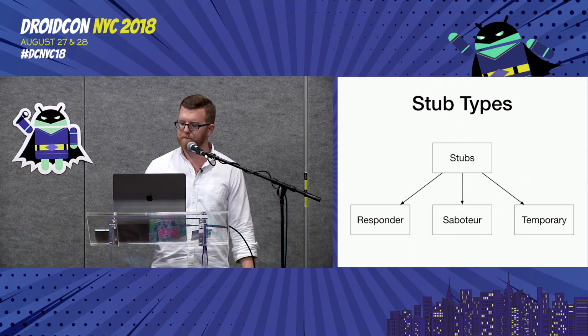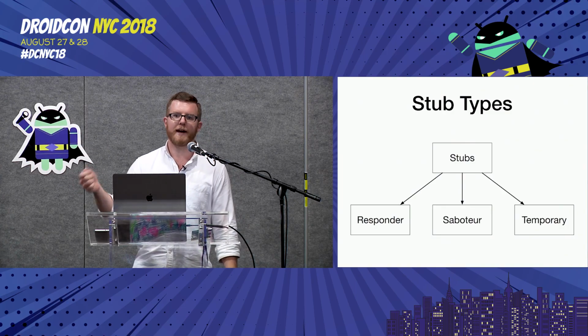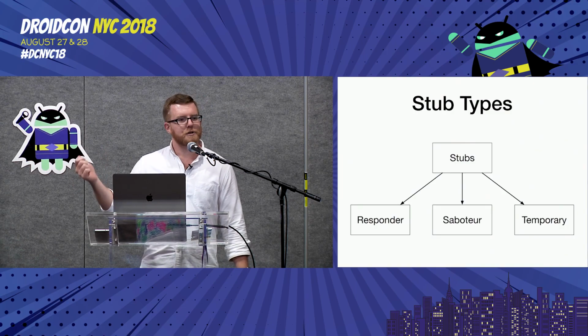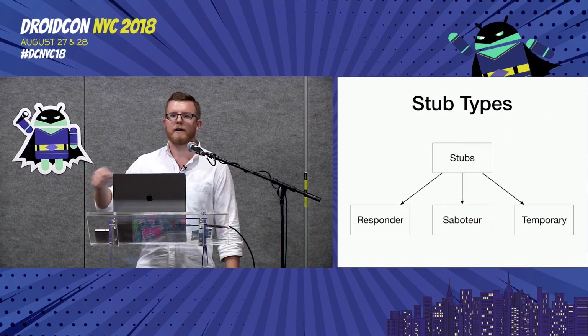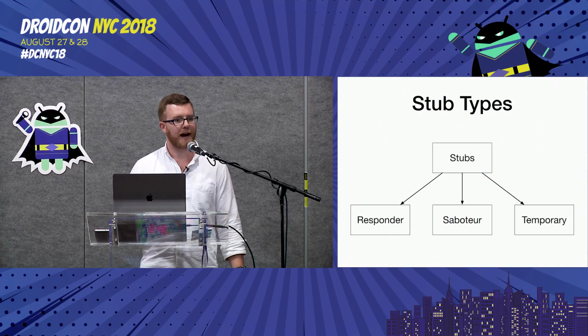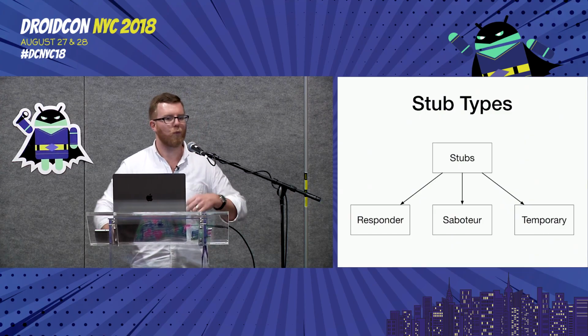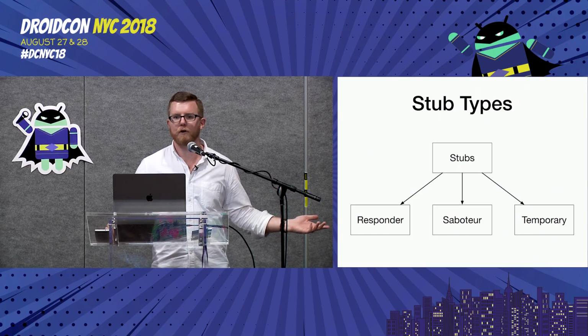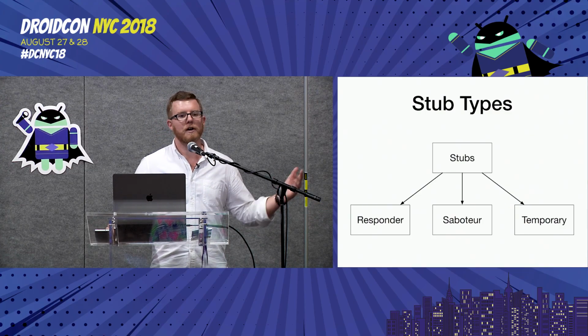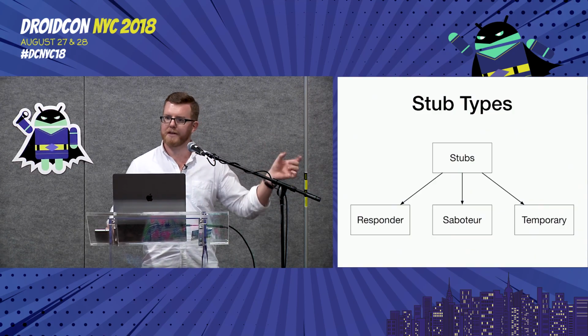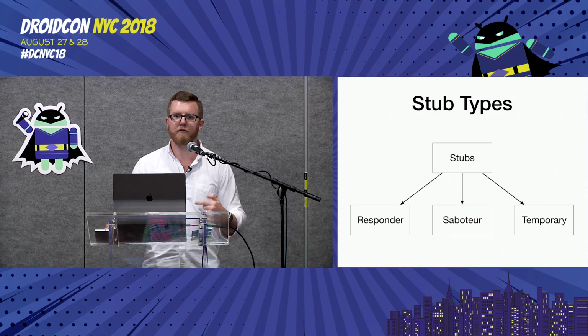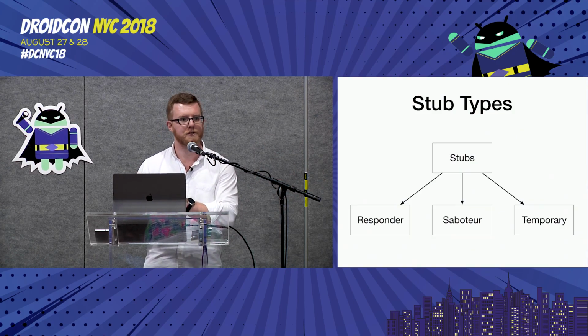That's a responder. The saboteur, on the other hand, is kind of where you're trying to mess up your application. When you have a method call, it's going to return an error or some sort of exception. So this is good, say, if you want to make sure your app handles a 404 from some sort of server correctly, you'll create a saboteur stub to return that 404 and then verify that your app functions correctly when that data gets passed back.